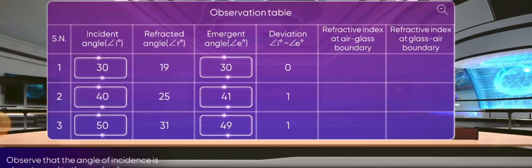So in case of rectangular glass slab, the incident ray and emergent ray are always parallel. Angle of incidence and angle of emergence are either equal or they vary with just 1 degree.